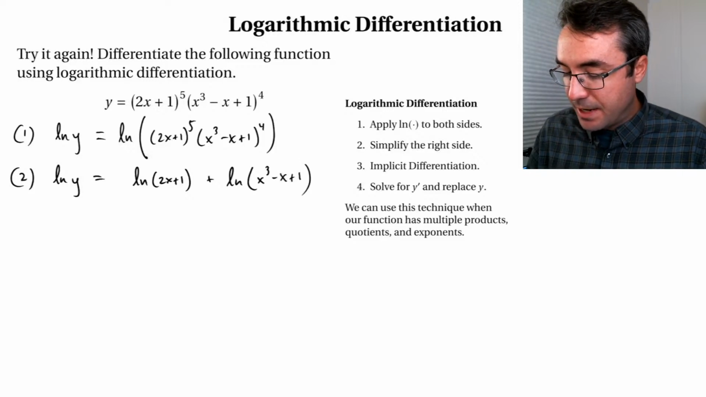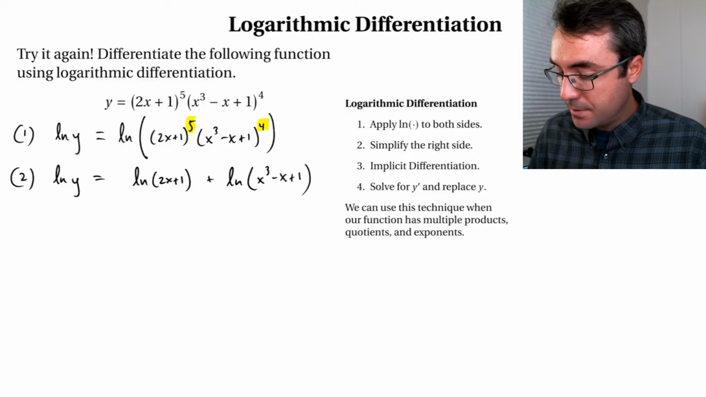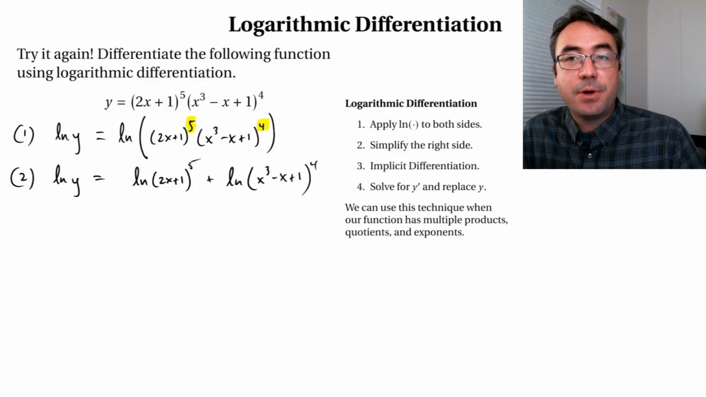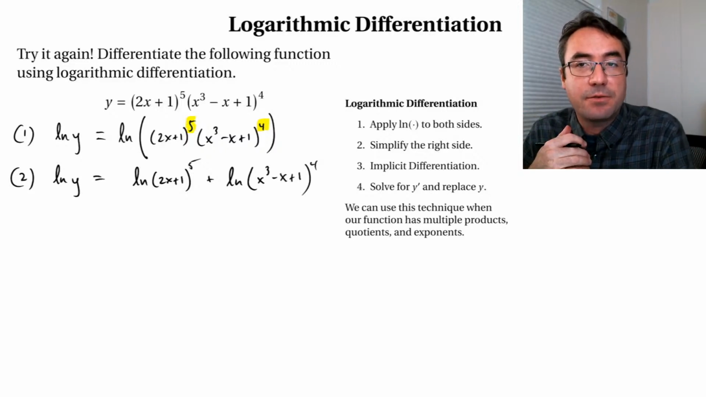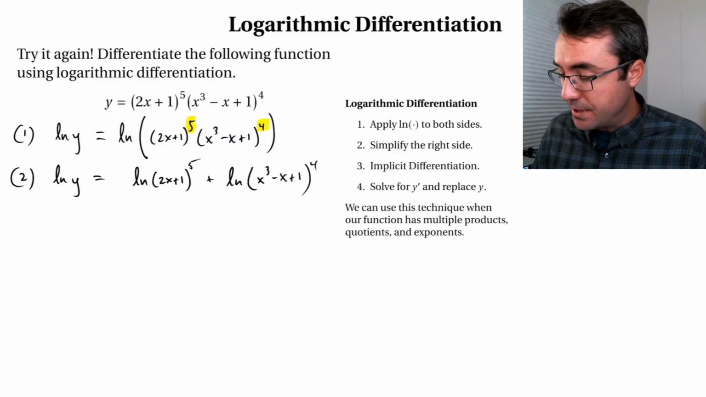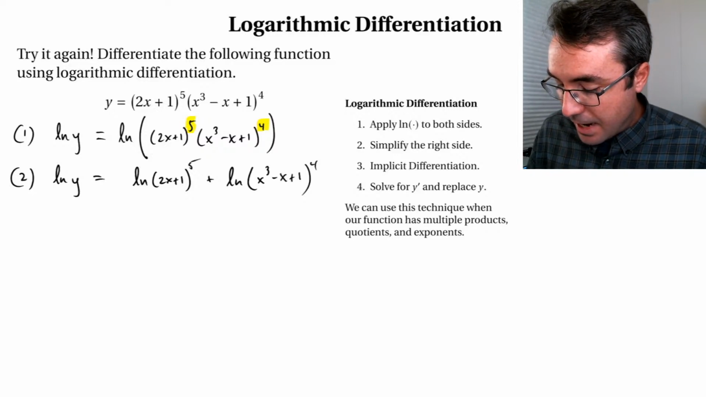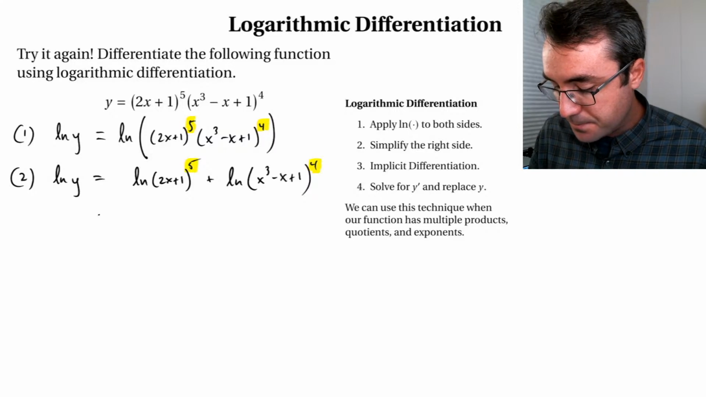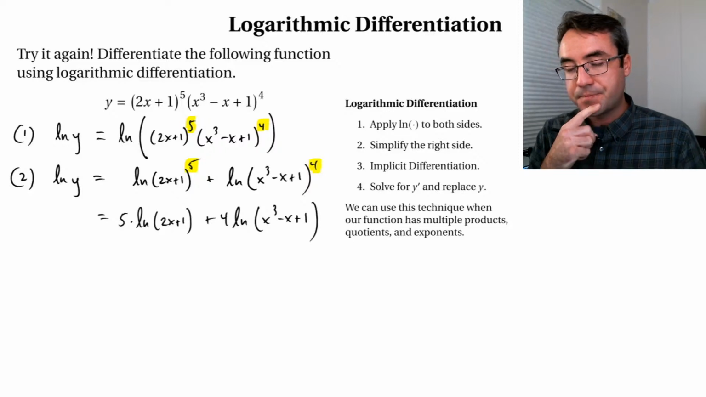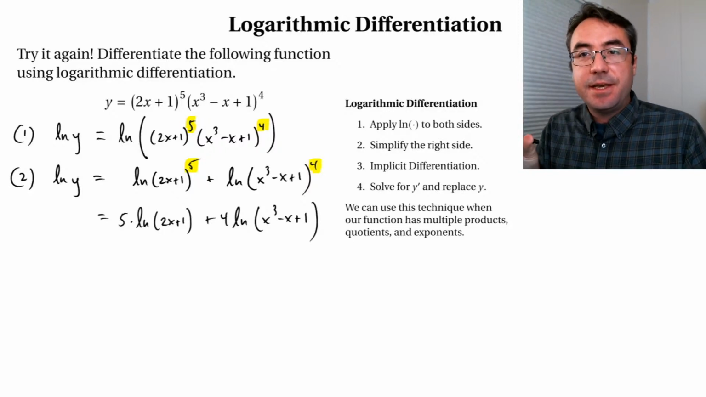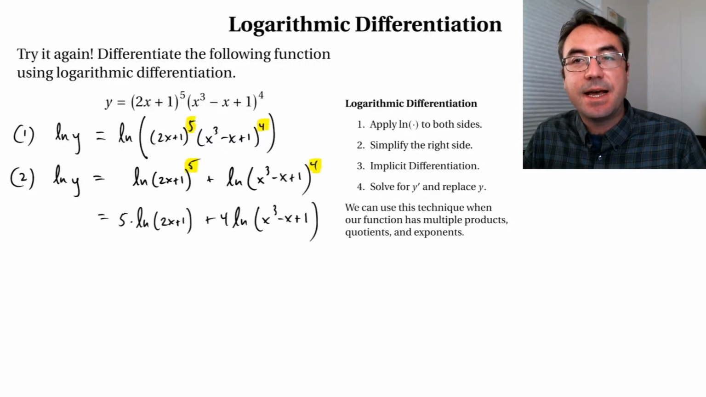And then those exponents that we have, and you know what, I'll do that in the next step. So we have those exponents. So first we split up the multiplication into the sum of two separate log functions. Then we have exponents, so we can bring those exponents out in front of the log function. So we could write it as 5 times the natural log of 2x plus 1 plus 4 times the natural log of x cubed minus x plus 1. And that's simplifying the right-hand side as much as we can.